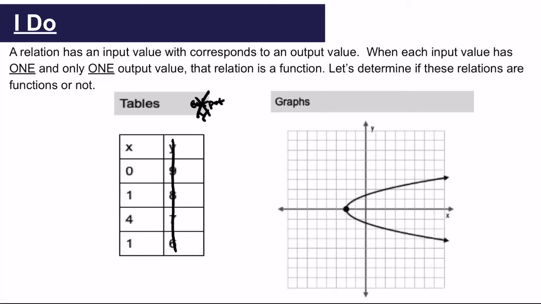So here we have a 0, a 1, a 4, and a 1. Well, did we have numbers repeating? Yes. We have 1, 8, and 1, 9. So think about that. Oh, I'm sorry, that's a 6. Sorry, 1, 1, 6. So think about that. Let's think about this like a menu at a fast food restaurant. If I wanted a number 1, let's say that's chicken nuggets.